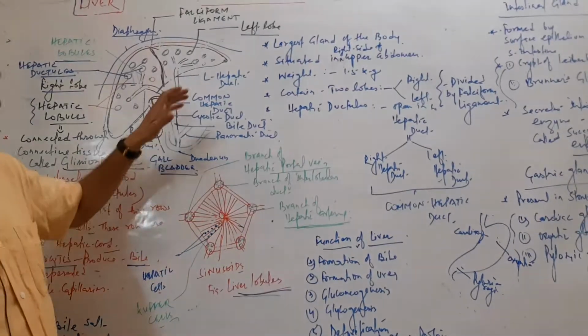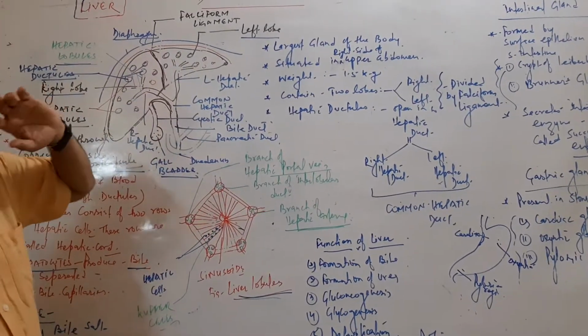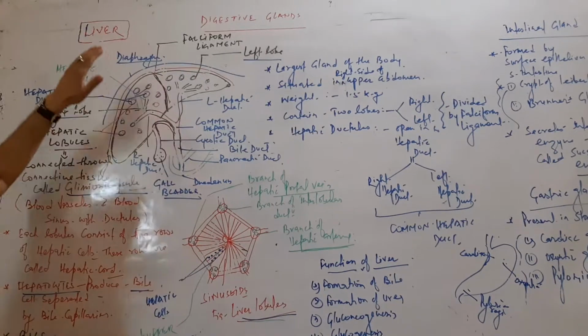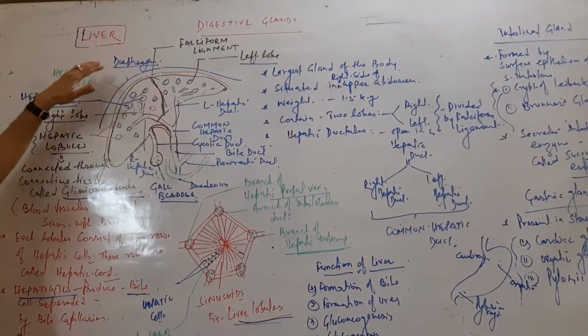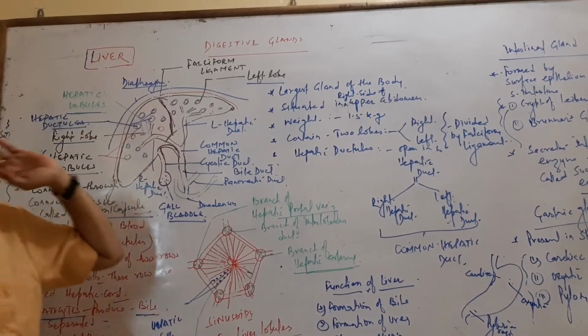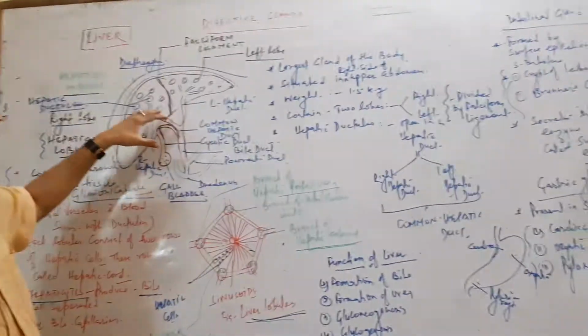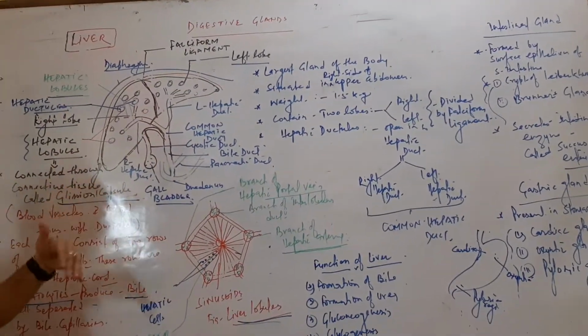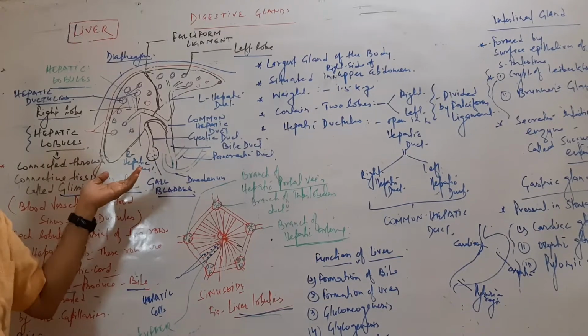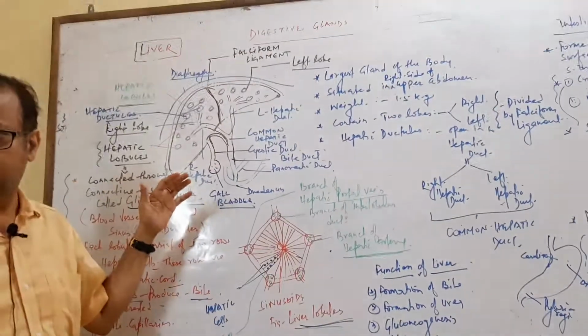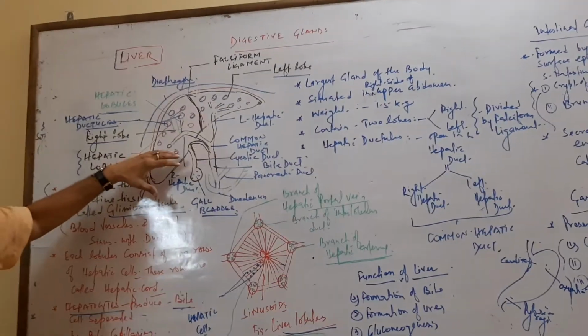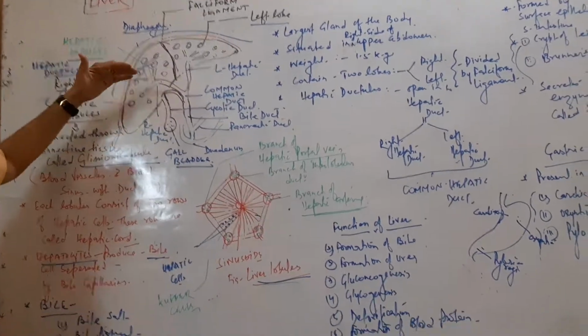Hello friend, now we are going to start one of the digestive glands, the liver. The liver is a vital organ present above the abdomen region, just beside the stomach. It is present on the right side of the upper abdominal cavity.